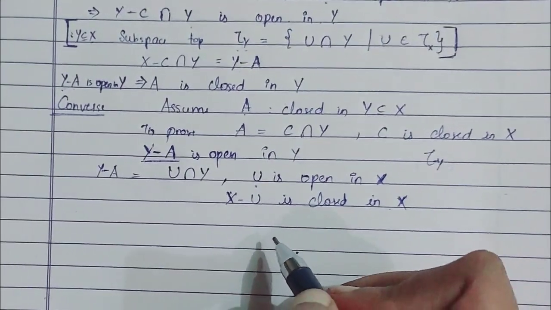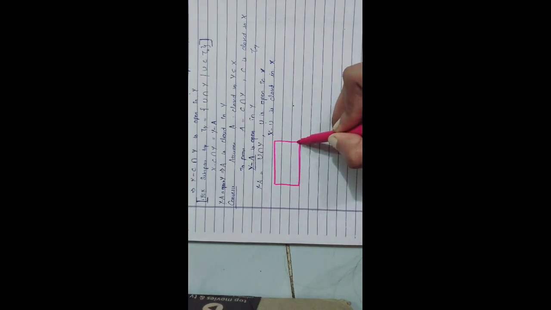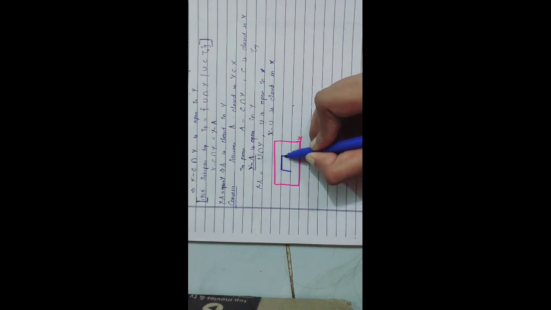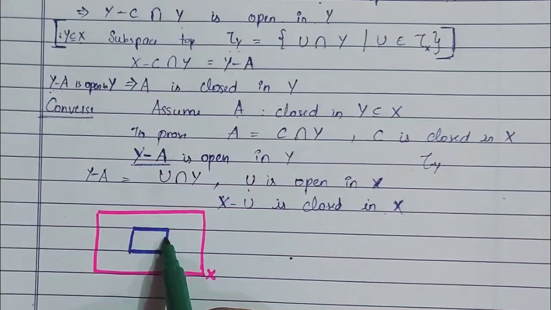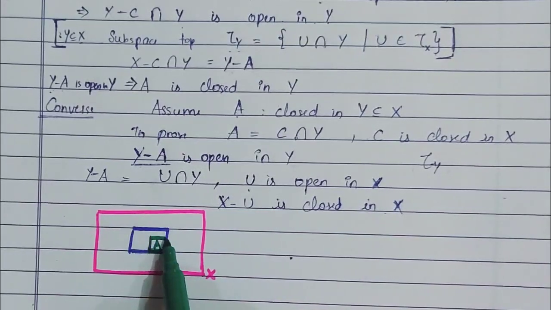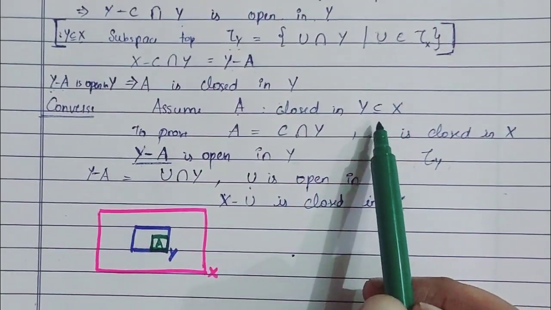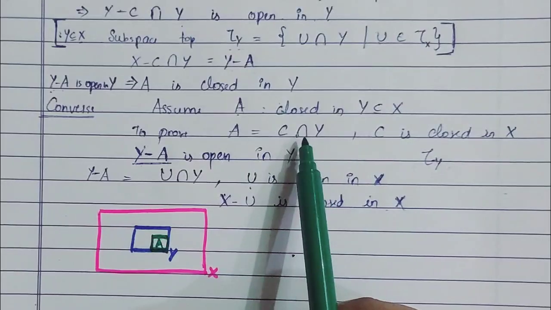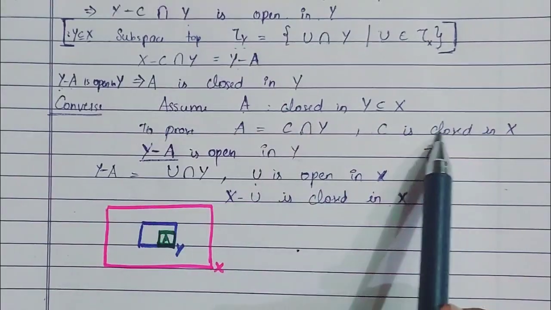Now let's draw the diagram. I have the whole set H. I have some Y inside H, which is a proper subspace of H. Now A is closed, because that is my assumption, so I'm just taking some closed set inside this Y. So I have A which is closed in Y. I have to prove this A is equal to the intersection of Y with some closed set C.